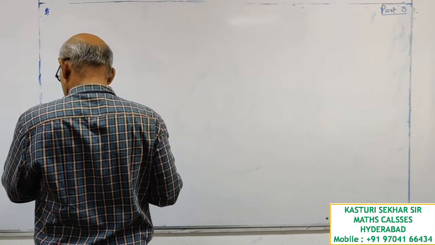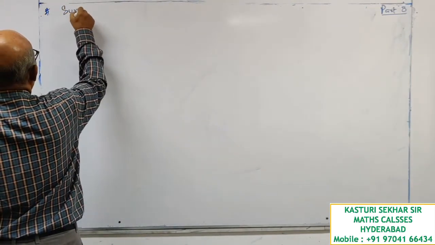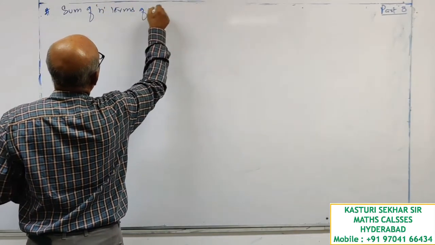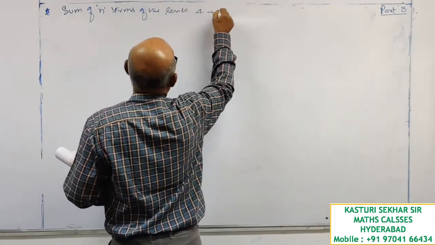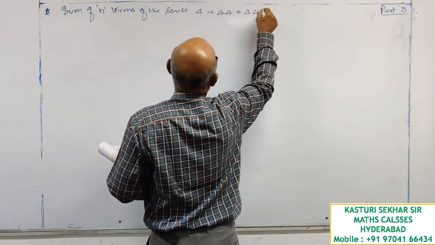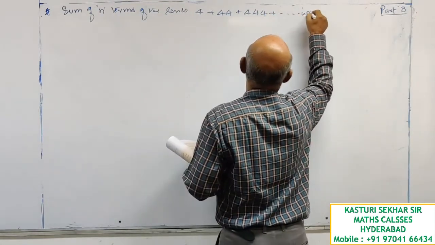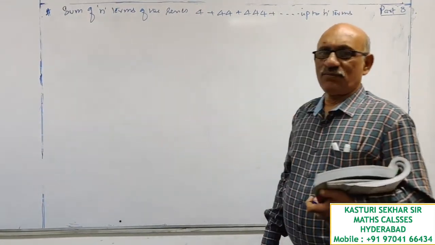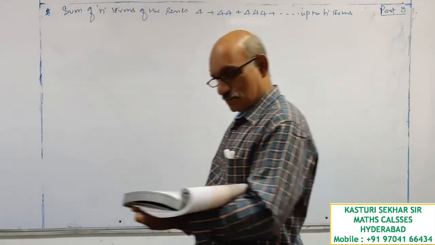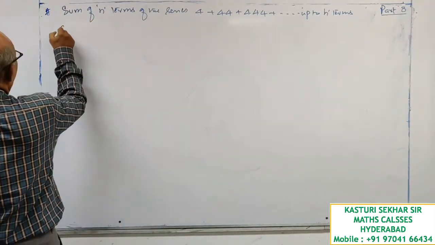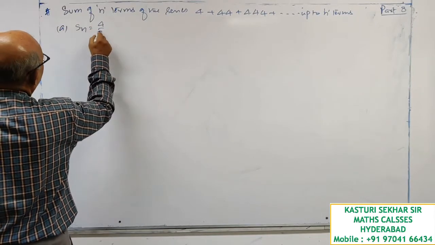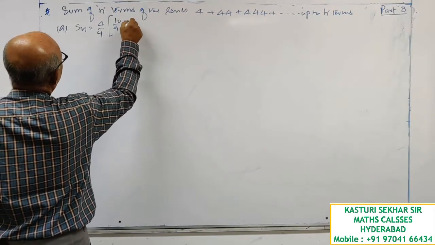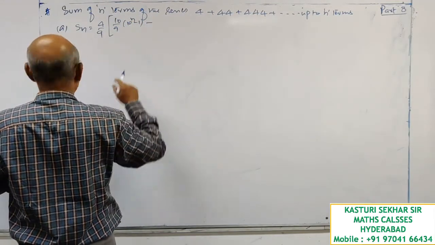Look at the next question. Sum of n terms of the series up to n terms. Option A, Sn is equal to 4 by 9 into 10 by 9 into 10 power n minus 1, minus n.